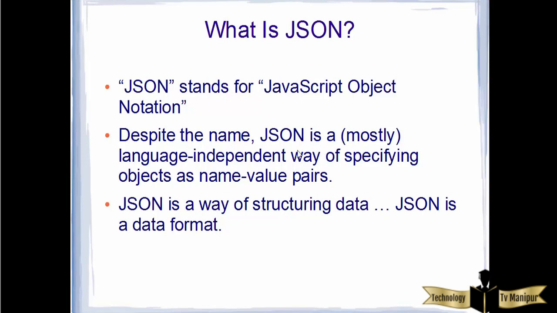You may ask. JSON is a way of structuring data and it's essentially a data format. So JSON is a data format, the same as some kind of text format, for example, XML or any other text format. JSON is also a text data format. Now why is JSON really popular and how is it useful?